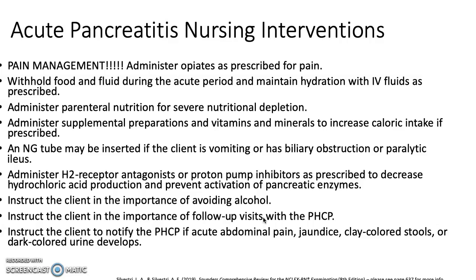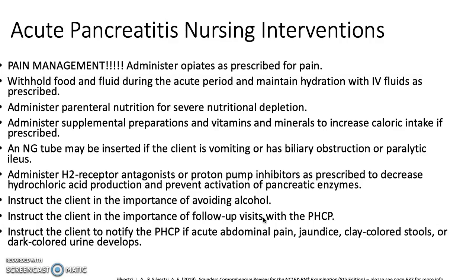Depending on how long the pain is and what the situation is, they may be on IV nutrition. We will need to administer any sort of supplements or vitamins as needed, depending on what the situation is. The patient may have an NG tube if the patient is vomiting or they have biliary tract obstruction or a paralytic ileus. They may prescribe a PPI or an H2 blocker to decrease the acid production and prevent activation of the pancreatic enzymes.